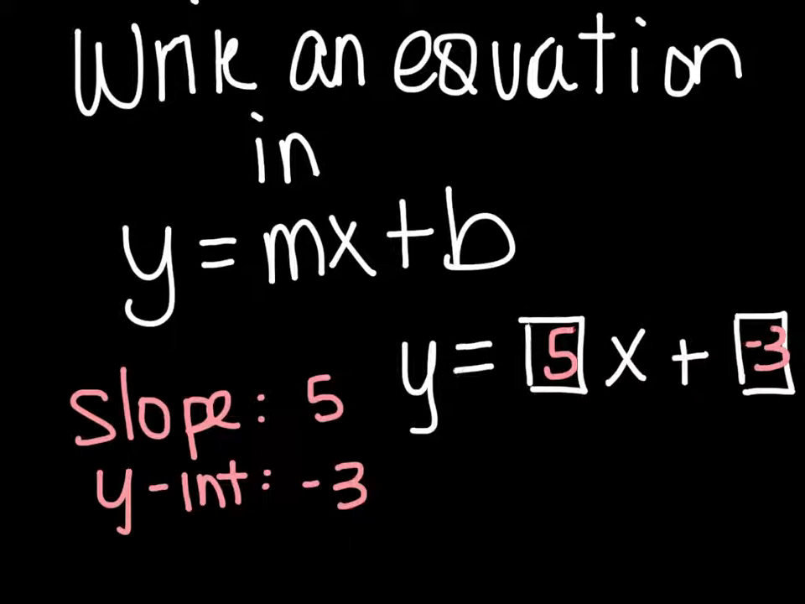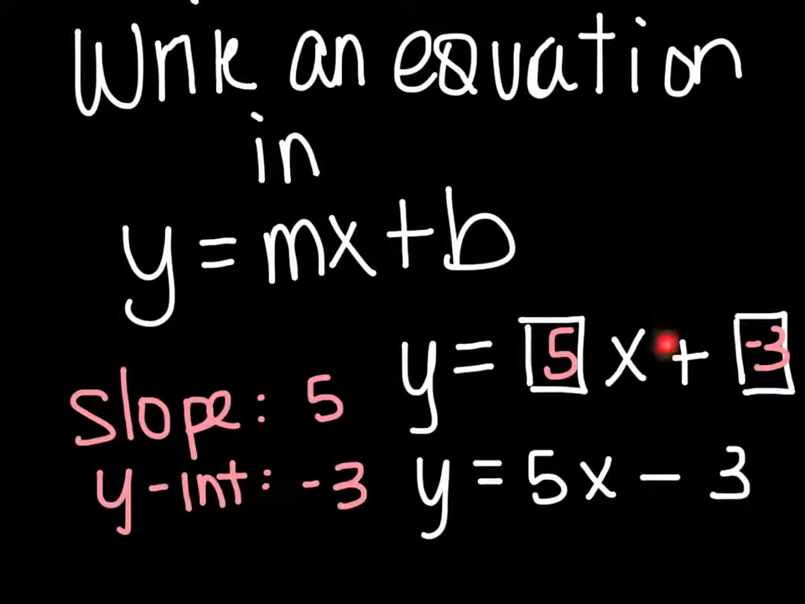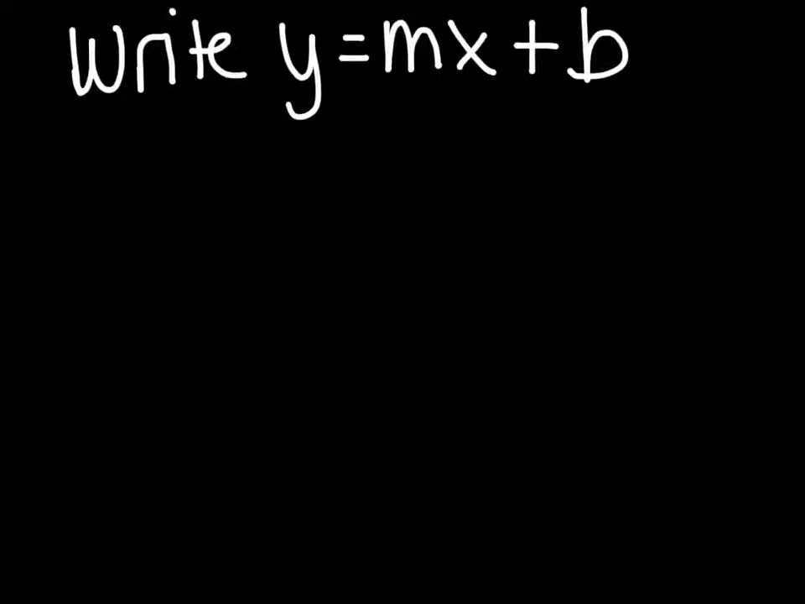Your goal is to fill these empty boxes, and you can only do that when you know the slope and the y-intercept. Another way you could write that as an answer would be 5x minus 3. Anytime you have a plus negative, that's the same as minus. So in the last example, you were actually just given the slope and the y-intercept. You didn't have to find them. All you had to do was plug them in.